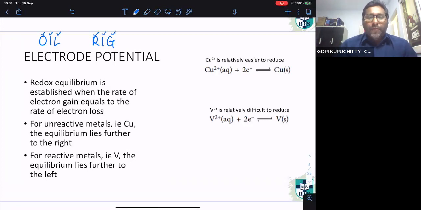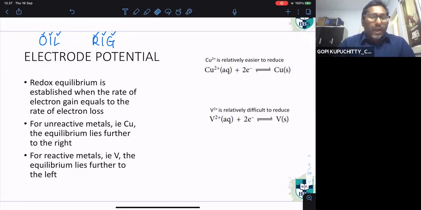So in a reaction, for example electrolysis, once the rate of electron gain is equal to the rate of electron loss, we say that the cell has reached redox equilibrium. When we write equations, most of them will have the reversible symbol. That is important. Another thing you would have learned last time is that a metal can be reactive or unreactive, and you remember the table and so on.